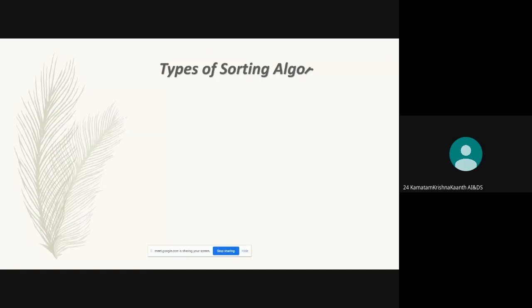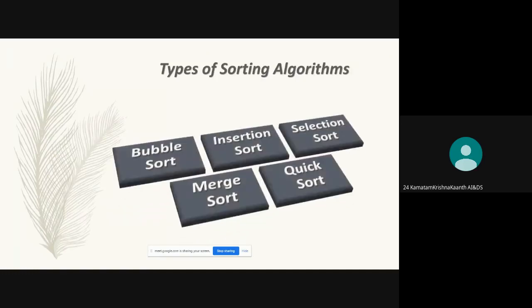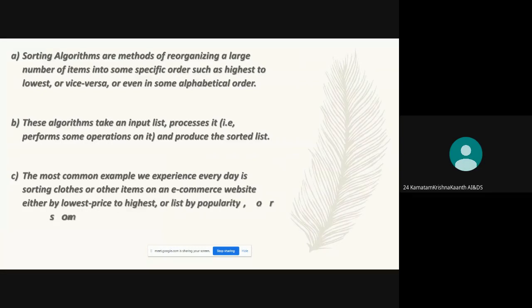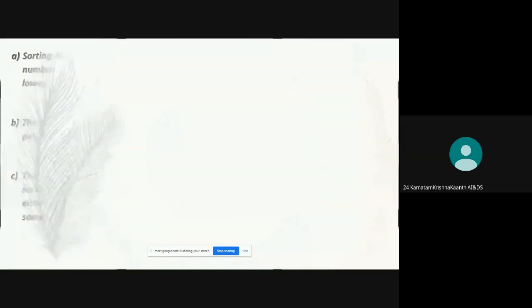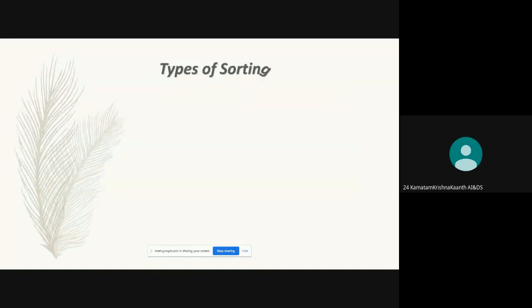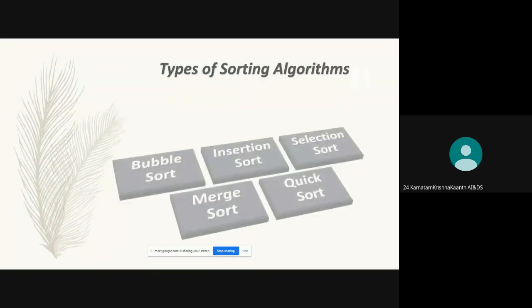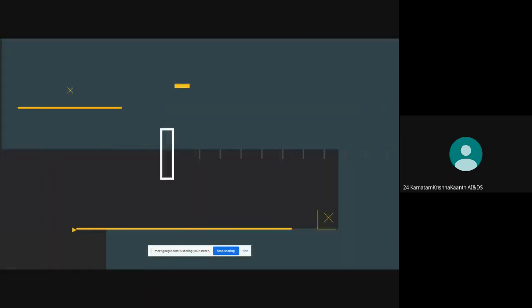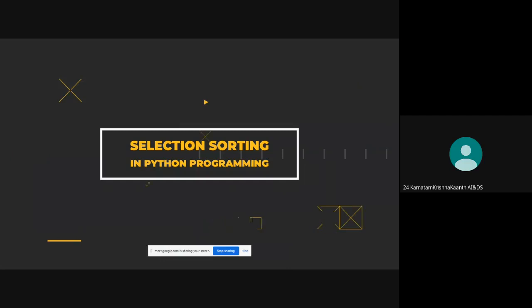The types of sorting algorithms that we have learned so far are bubble sort, insertion sort, selection sort, merge sort, and quick sort. Now I am going to present about selection sort. There is selection sorting in C and other languages also, but we are going to do this in Python.